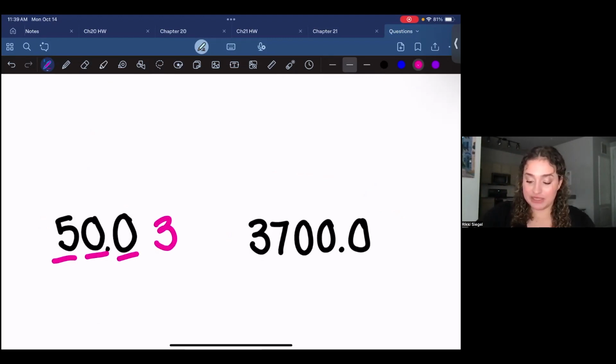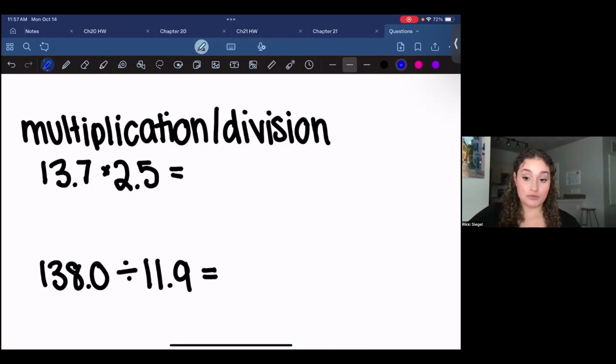In our next example, we have 1, 2, 3, 4, 5. We have 5 significant figures. When we are actually doing math equations, we have 2 different rules for significant figures. When using multiplication or division, our answer has to have the same number of sig figs as the least amount of sig figs that we had.